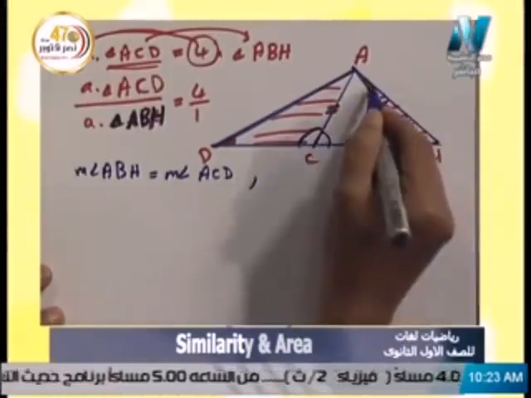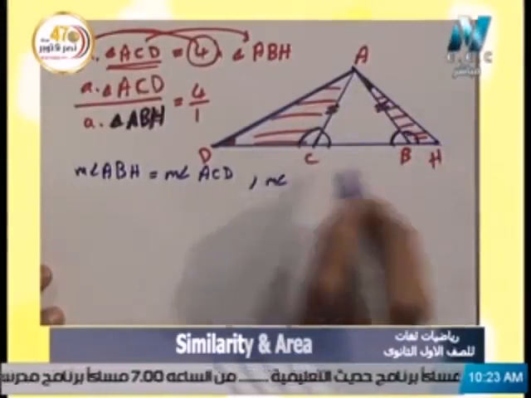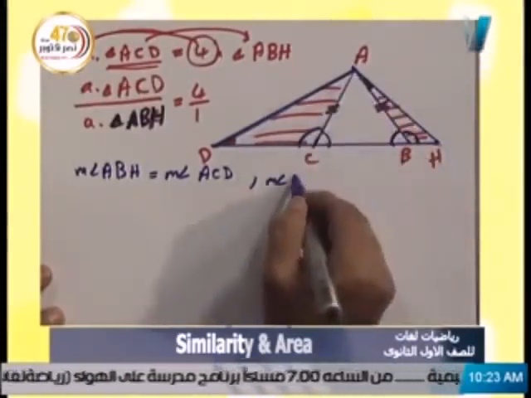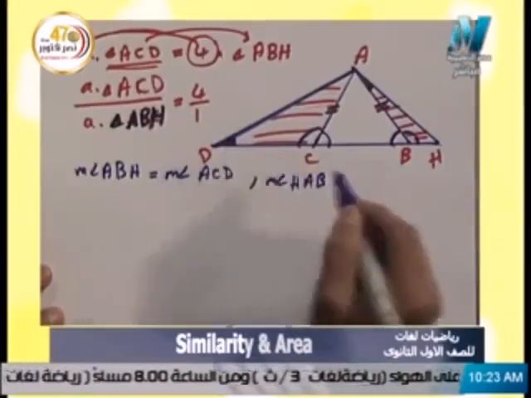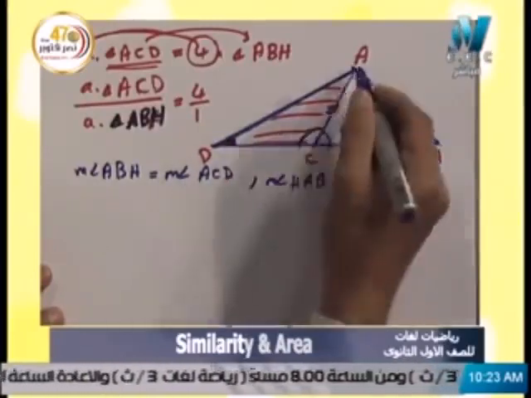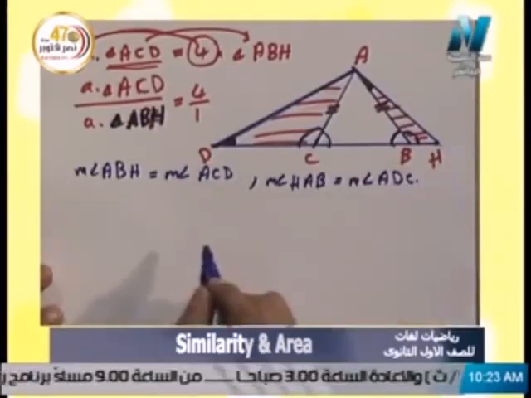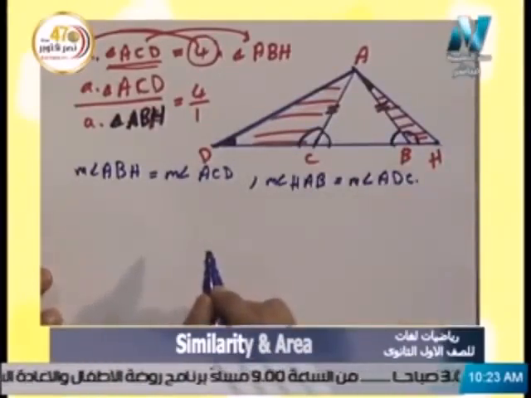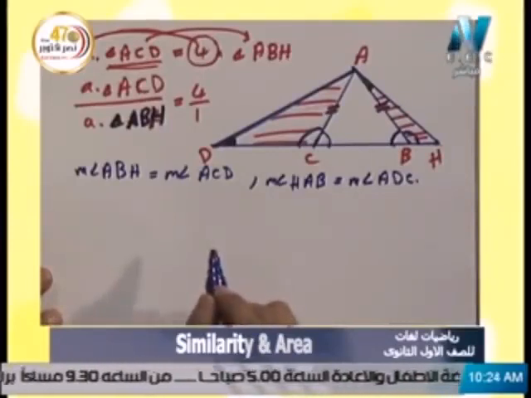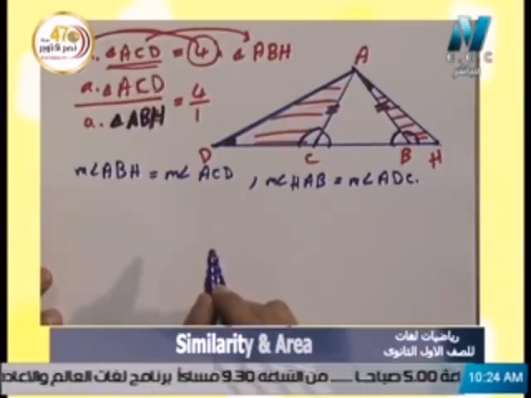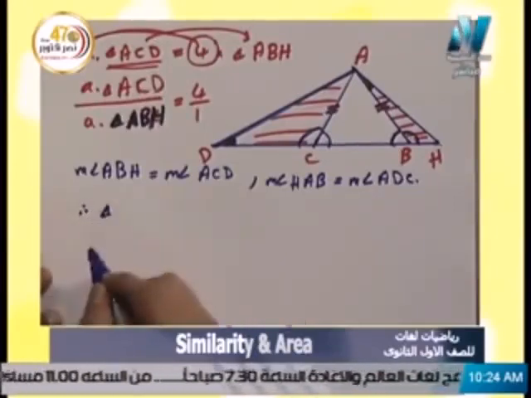And from the given, the measure of this angle, which is HAB, equals the measure of this angle, which is the angle ADC. It's enough for us to prove that two angles in the two triangles are equal, to prove that they are similar.